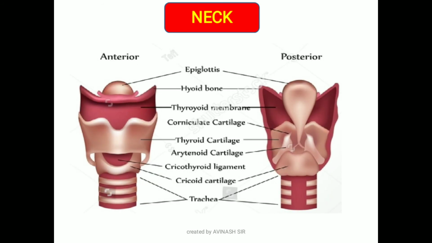Now let us see the picture of the neck, that is anterior and posterior both, front and behind both. The first thing, epiglottis, then hyoid bone, then thyroid membrane, corniculate cartilage, thyroid cartilage, arytenoid cartilage, cricothyroid ligaments, cricoid cartilage, and the last part is known as fascia.